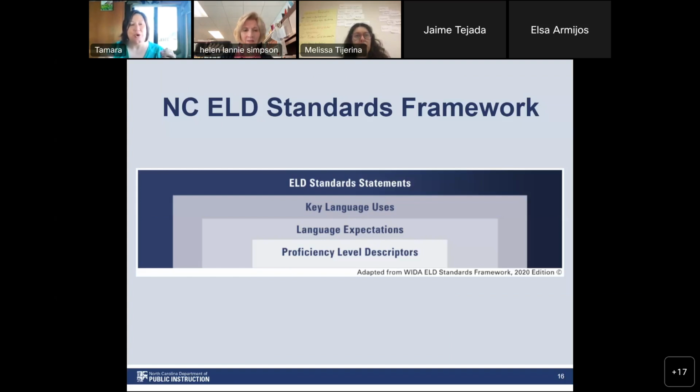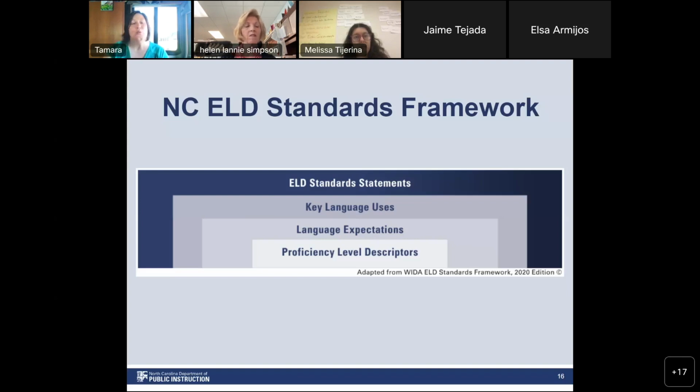Then we dig into a more granular level within the content areas and the key language uses to language expectations or language goals that all students are expected to meet. These are delineated much the way that most standards that teachers see are written out. So we have a code, and we will look at the anatomy of a language expectation, and you'll see how similar that is to any other standard that you're used to seeing for content areas.